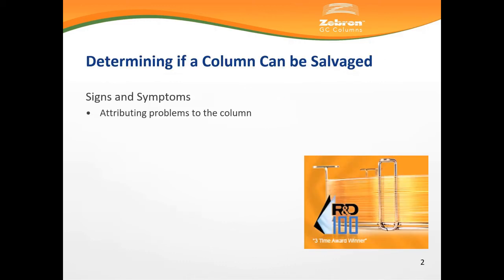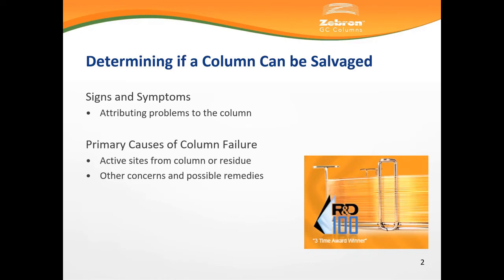I would like to first begin by identifying the telltale signs of a loss of chromatographic performance and briefly review the other areas of the instrument before we can attribute the problem to the column itself. We will then delve into the underlying causes of column failure, after which we will discuss some performance indicators with which to make a definitive decision about the fate of your column.